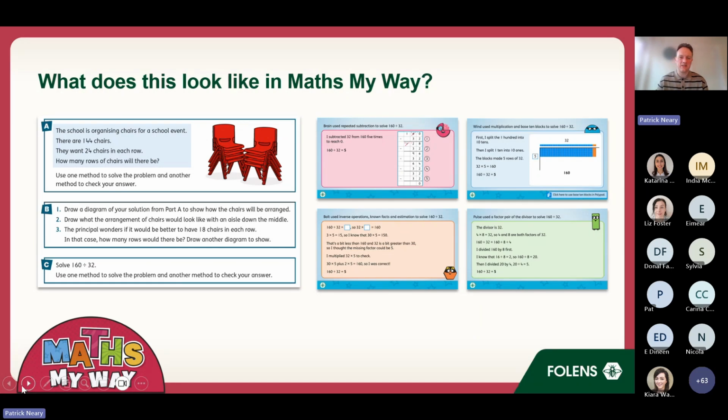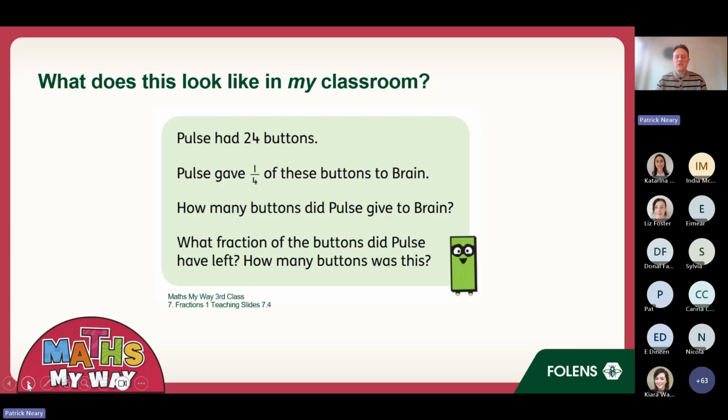So the slides are there to support that and to help as you're doing this with your classes. The next thing is an example that I did with my third class this week. What does this look like in my own classroom when I'm using Maths My Way? We were doing fractions last week, and this was one of the first tasks we looked at.